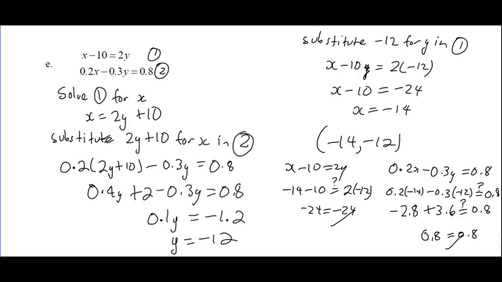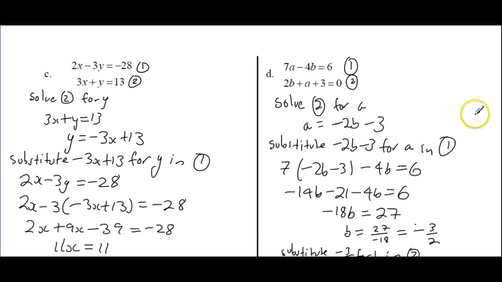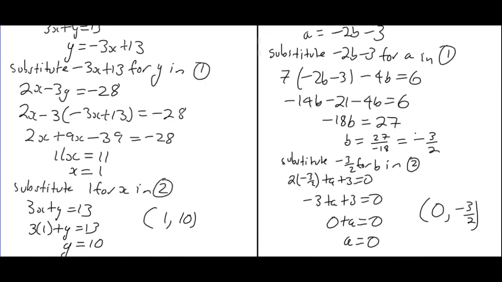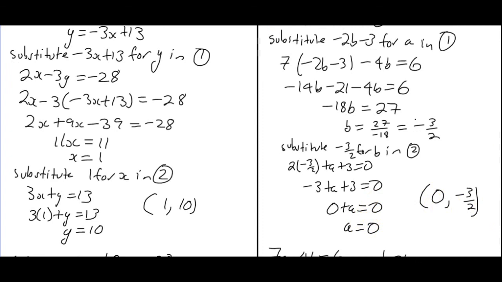Oh, and one other thing I think is when you're listing your ordered pairs, you do so in alphabetical order, right? So when we were solving for A, B here, I would express the ordered pair as the A and then the B.